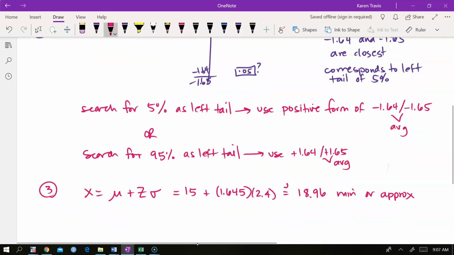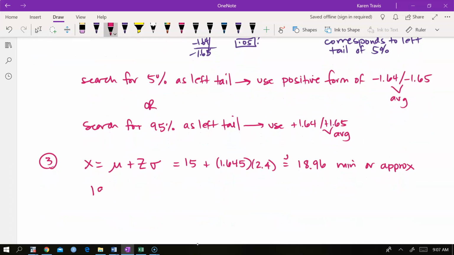So if we give them approximately a 9-minute guarantee that you don't have to wait more than 19 minutes, excuse me, not 9, 19 minutes, then they won't have to give the special to more than 5% of the customers. So that's how to do the solution to problem 6.40.